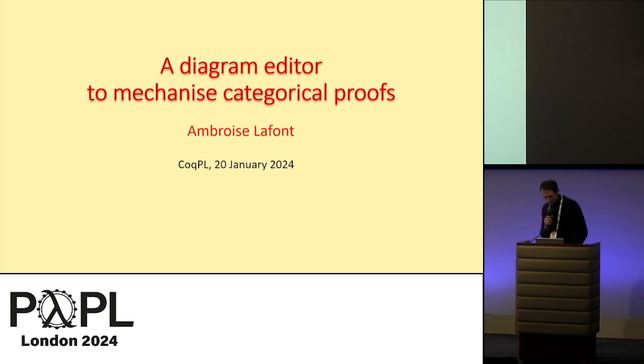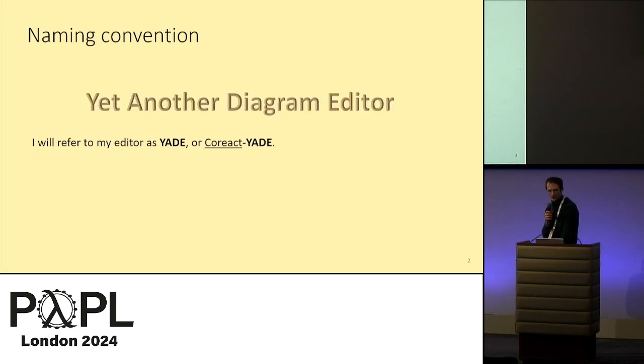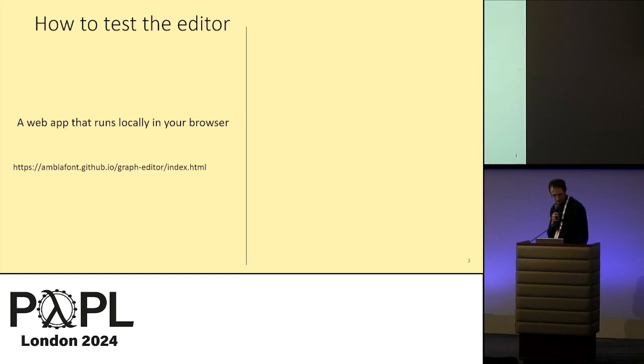Okay, thanks for the introduction. I will start with a naming convention. I will refer to my editor as YAD, for yet another diagram editor. It's not totally satisfactory because there is another software called yet another diagram engine. So sometimes I prefix it with CoReact, which is the name of the ANR project, which is about Coq-based rewriting towards executable applied category theory, in which I am involved. There is a website link on the slide. If you get bored during my talk, you can go on my website and try it online.